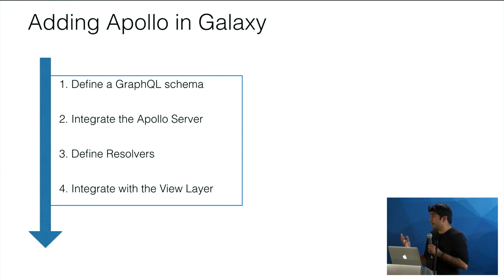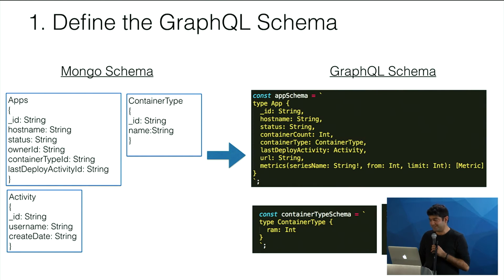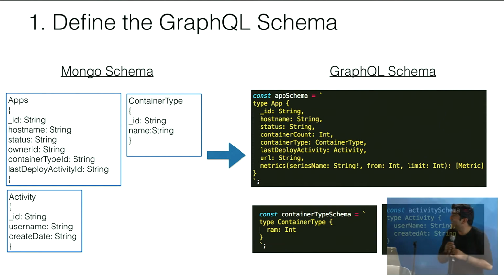Once we did that, there was architectural work to integrate the Apollo server to be part of the Meteor backend application and server. And then to complete that, you define resolvers, which I'll talk about, are the way to tell GraphQL how to actually execute a query and pull data from different backends. And then you integrate with the view layer, which is React in our case. So let's look at those steps in a bit more detail.